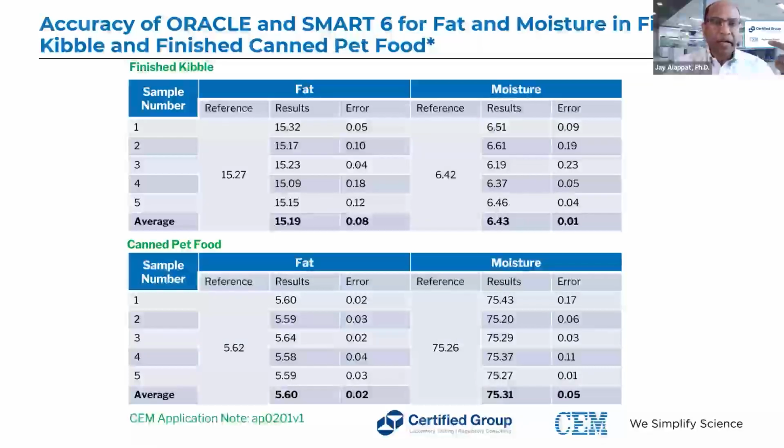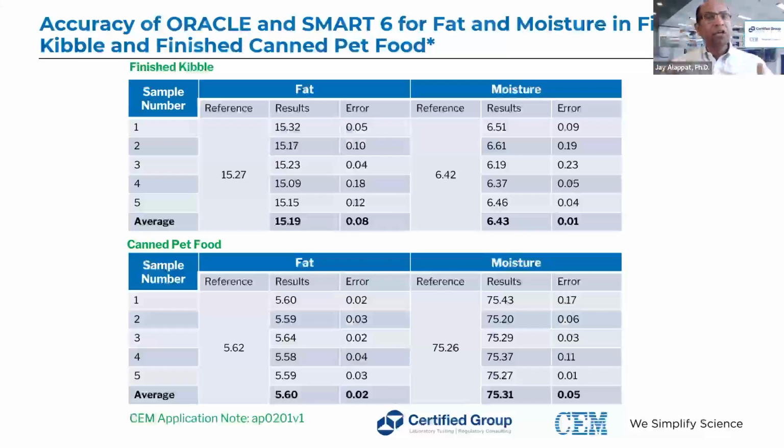So in the previous slide, what we saw was raw materials. Here, what you see is some finished products. Finished products are analytically challenging because they contain complex mixtures of proteins, carbohydrates, fats, and minerals.